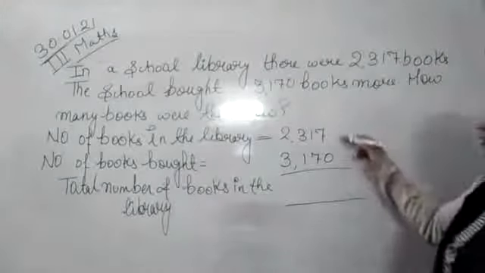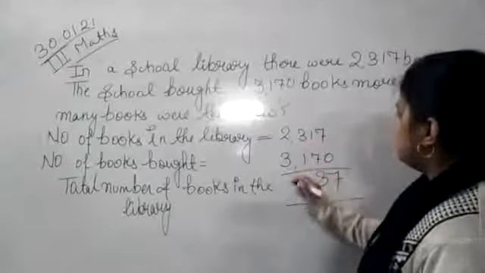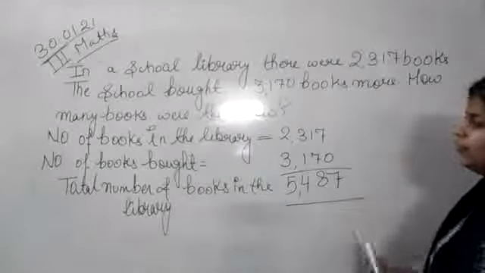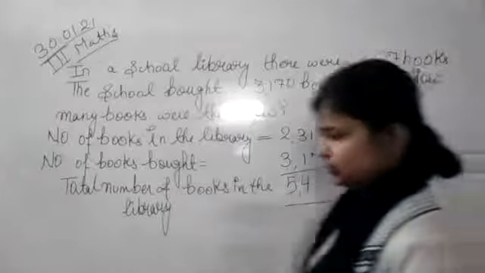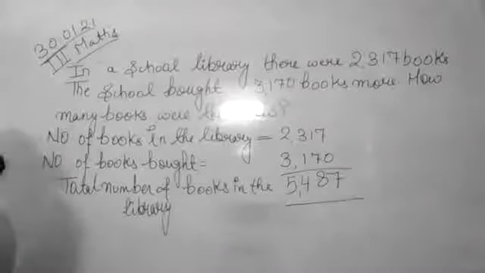So we'll start from here. 7 plus 0 will get 7. 7 plus 1 we will get 8. 3 plus 1, 4. 3 plus 2, 5. So the answer is 5487. 5487 is the answer of this question. Note it down. Chalo, note karo is question ko. Completed? Note down karo. Completed? Okay, now I'm going to erase so that we can move to the next question.